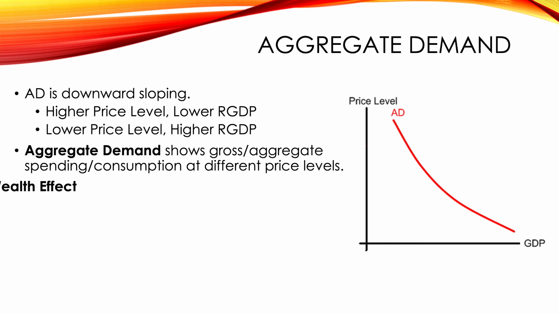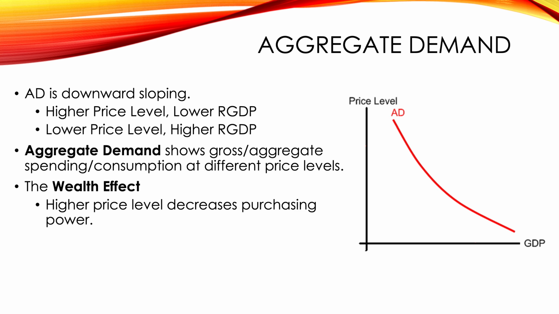So why does this happen? There are a few reasons, but the one I'm going to focus on in this video is called the wealth effect. Let's imagine that the price level is higher. Things cost more money. As we know from previous videos about inflation and other topics, when the price level is higher, purchasing power is lower. Your money can't buy as much stuff because everything is more expensive now. So the high prices and your decreased purchasing power cause people to buy less stuff. Spending, in real terms, decreases.